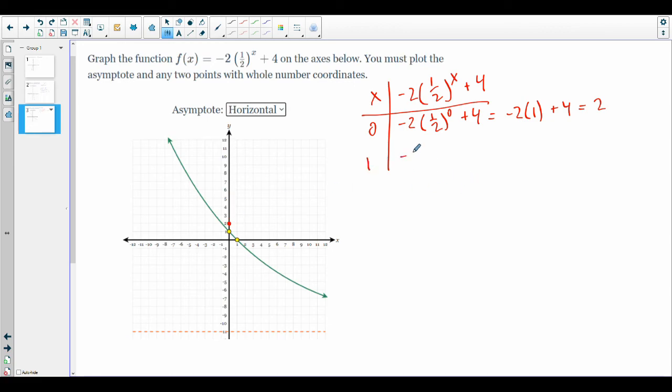Let's try 1. So -2 times 1/2 to the 1 plus 4. Well, anything to the first power is just itself. So that's -2 times 1/2. So what is this? -2 times 1/2, -1 plus 4, or 3.